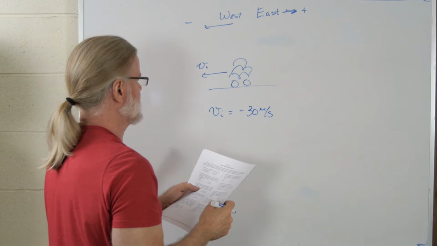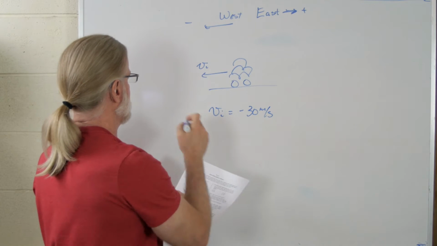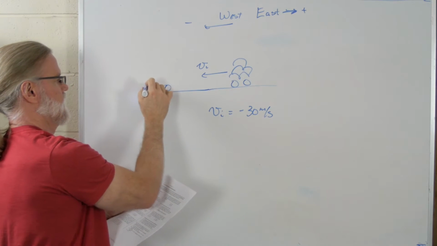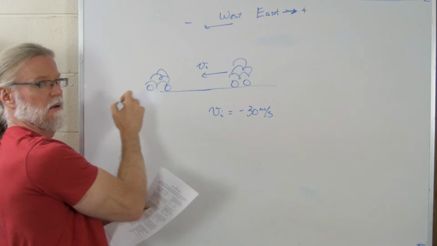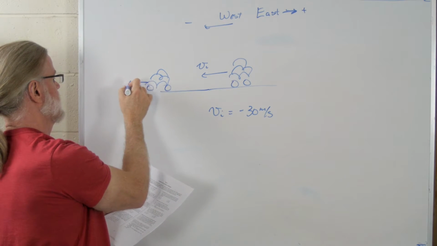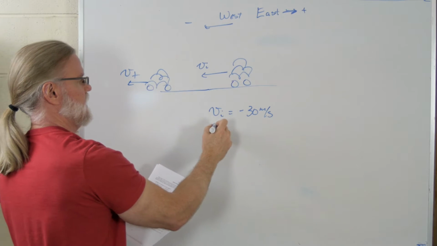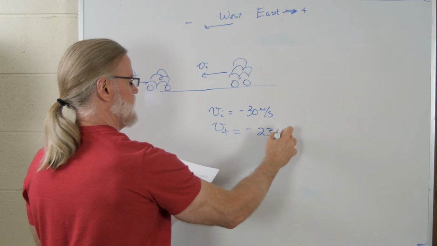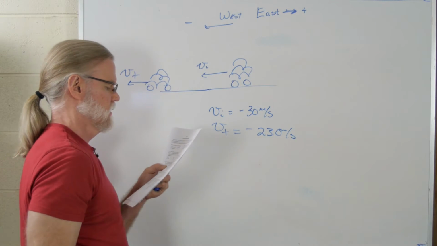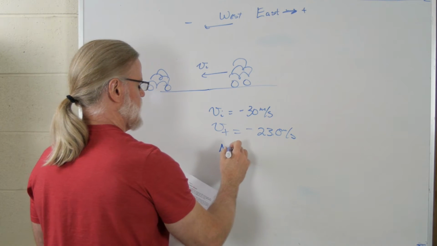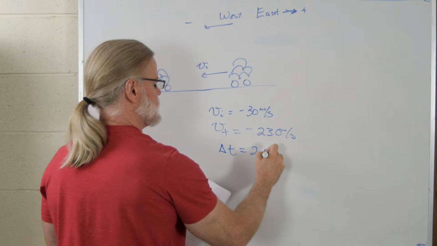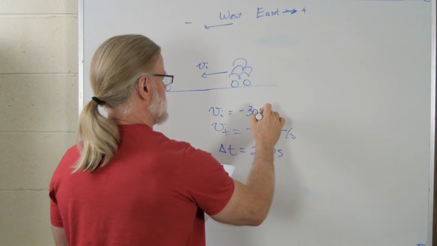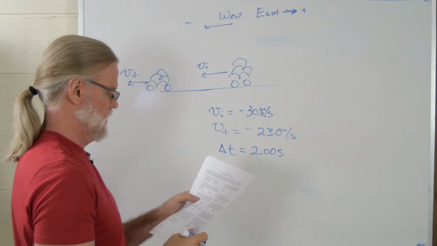And it decreases its speed. So a little later, it'll be farther down this way. A little later, over there later, it's going to be going like this. And V final, it's still going to be negative 23 meters per second. And it's going to take 2 seconds. And I should give myself 3 significant figures on all of those.